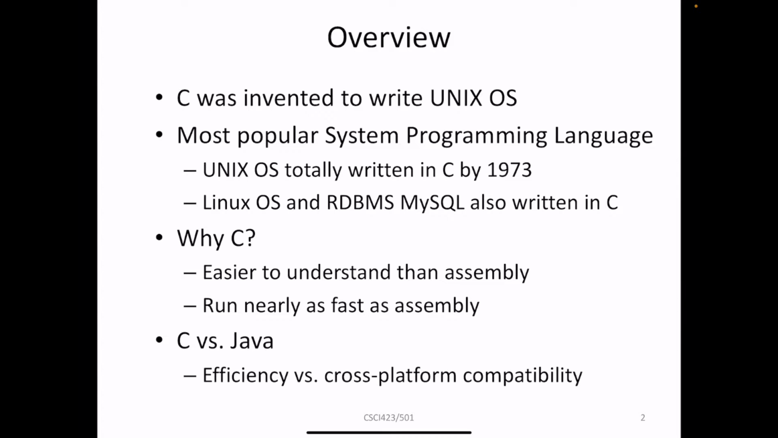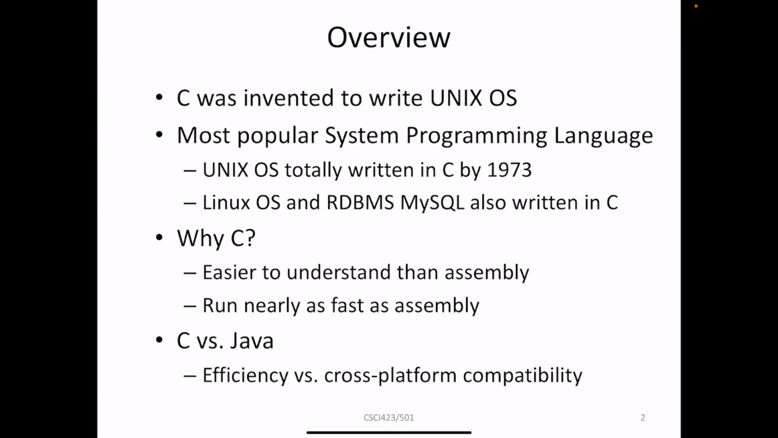But why do we use C instead of other programming languages? The first reason is that C is much easier to understand, especially when we compare it with assembly language. On the other hand, C can run nearly as fast as assembly language. Compared with other high-level programming languages, the biggest advantage of C is efficiency. For example, compare C and Java.